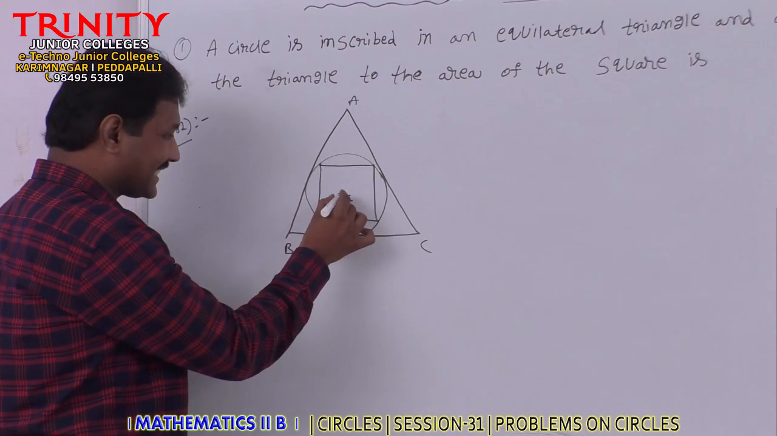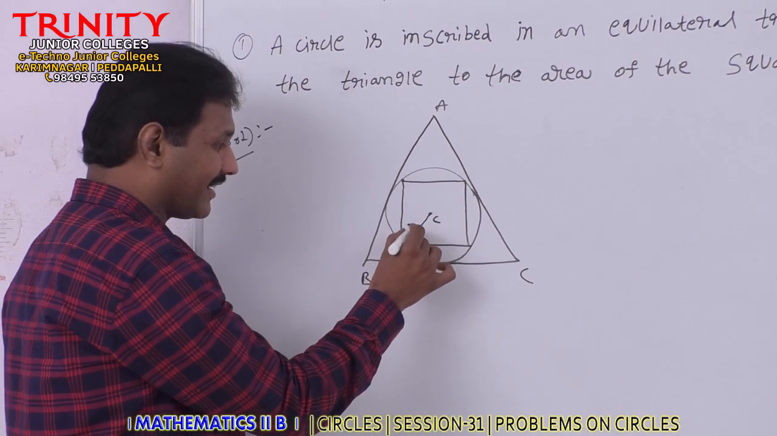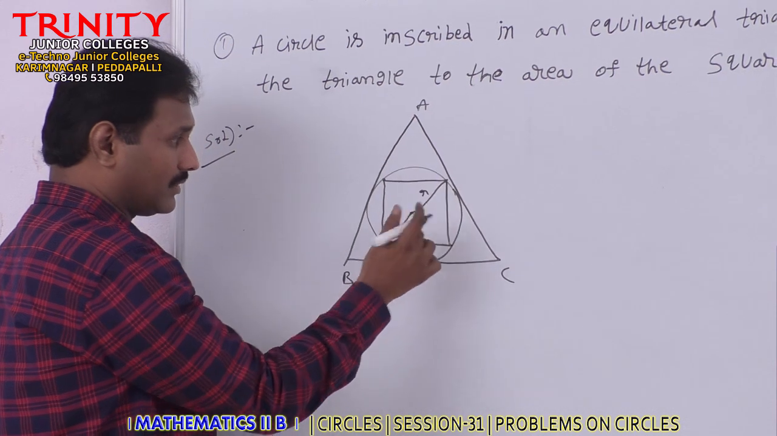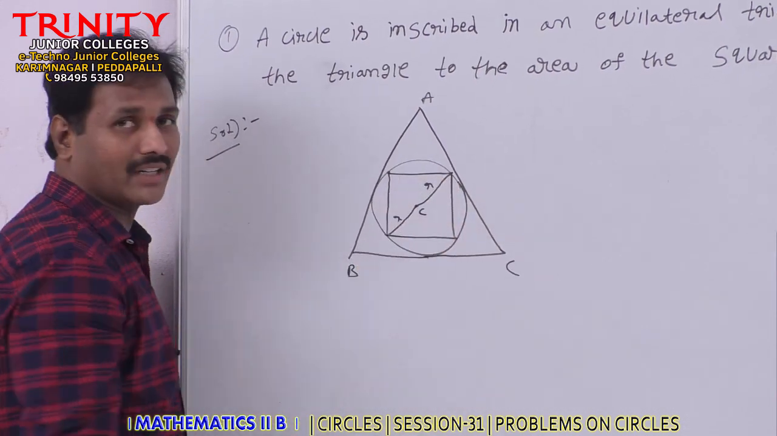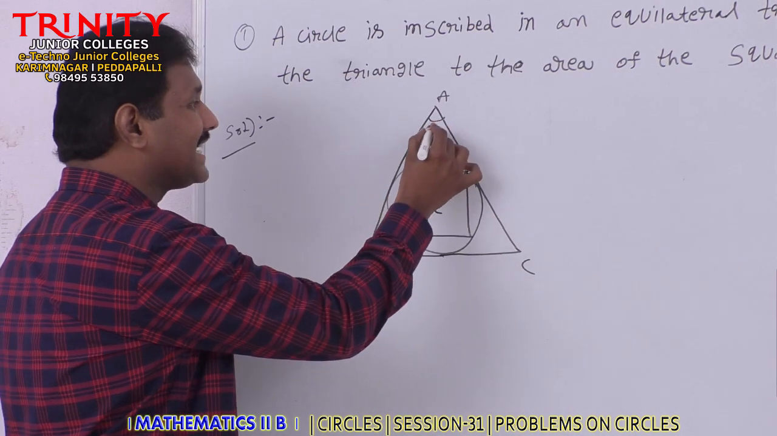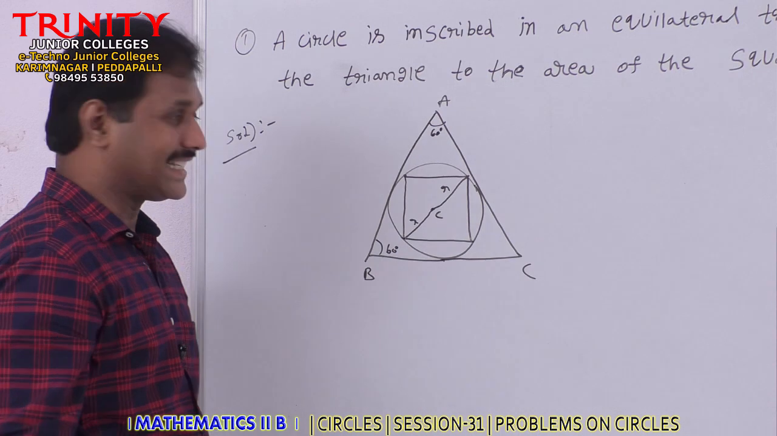This is the distance. The distance from the center to any point on the circle is the radius. This is also the radius. We know that this is an equilateral triangle. Each of the angles is 60 degrees.